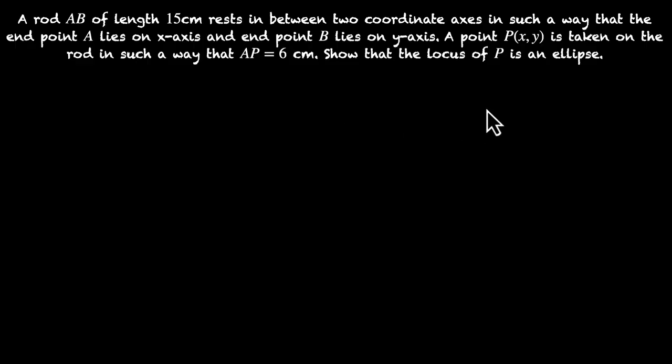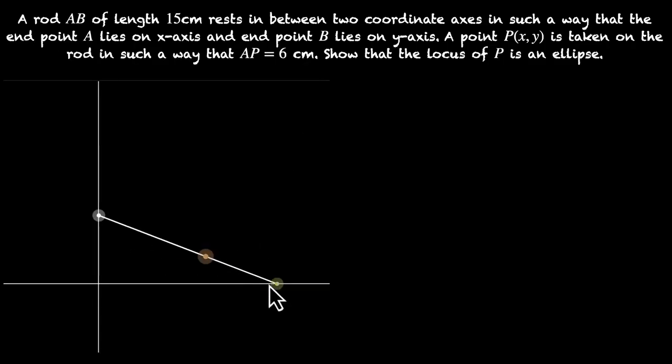Pause the video, give this a try. Okay, so let's break down what's happening. There's a rod AB of length 15 centimeters. This rests between the two coordinate axes, the x-axis and the y-axis. Now it moves in such a way that the endpoint A lies on the x-axis. So this point stays on the x-axis, and this point B stays on the y-axis. So think of this rod as sliding between these two axes.